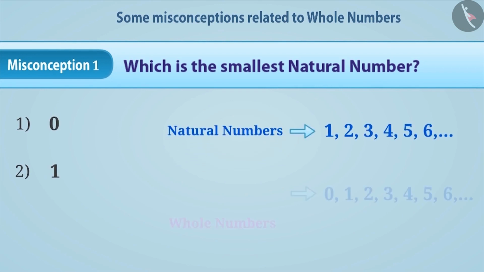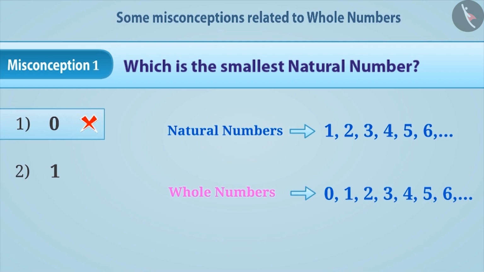When the concepts of natural numbers and whole numbers are not clear, often 0 is considered as the smallest natural number. This is a misunderstanding. The correct understanding is that natural numbers start from 1, therefore the smallest natural number is 1. 0 is not a natural number. It is a whole number.